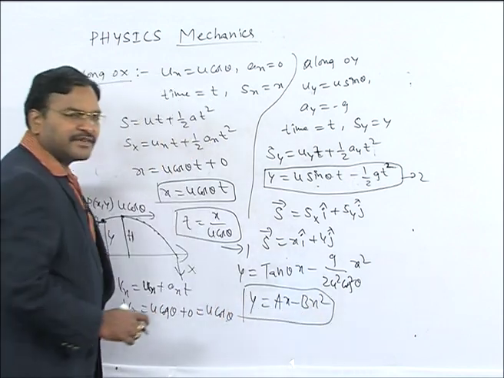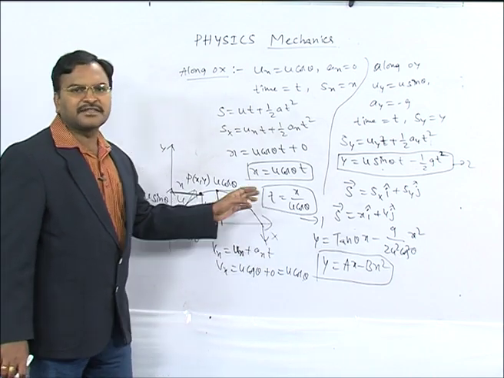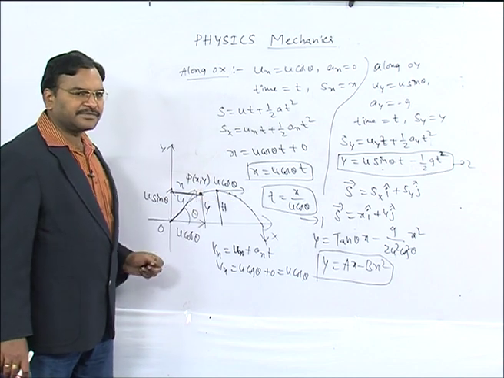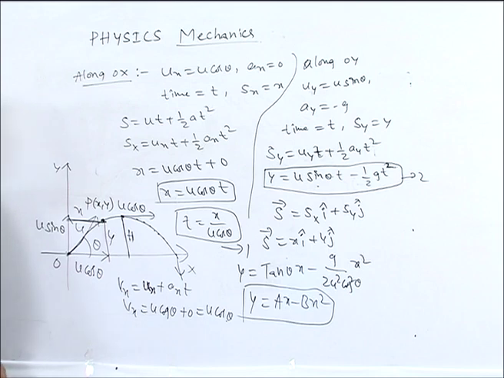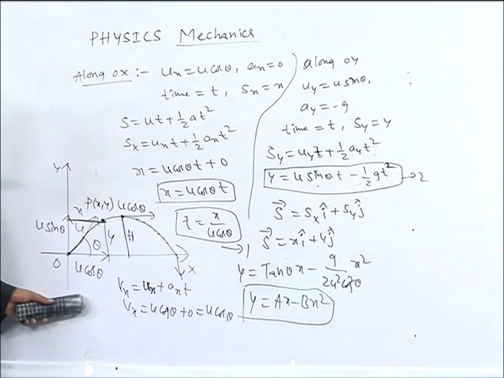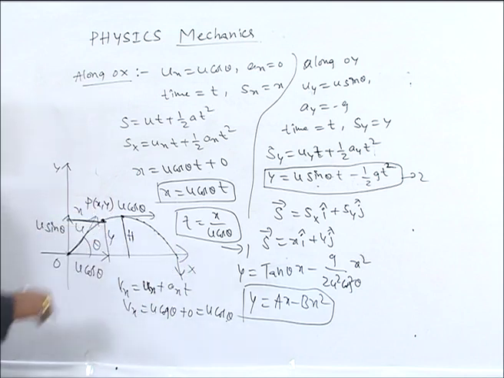This is the equation of a parabola: y is equal to ax minus bx square. So the trajectory of a projectile is a parabola, or the path of a projectile is a parabola. If they ask what is the path of the projectile, the answer is parabola. What is the trajectory of the projectile? y is equal to ax minus bx square.